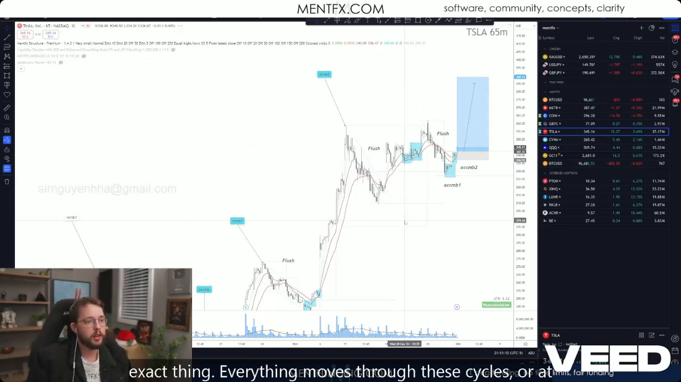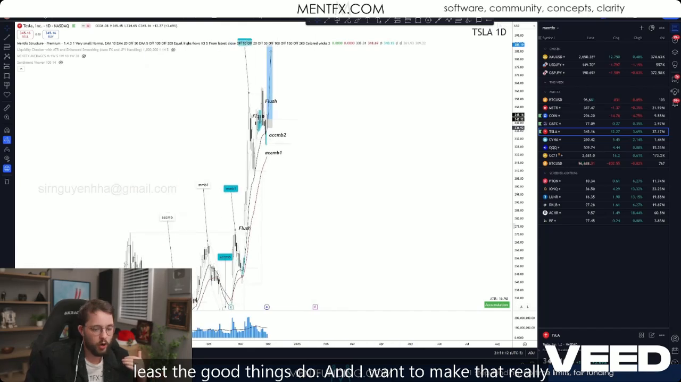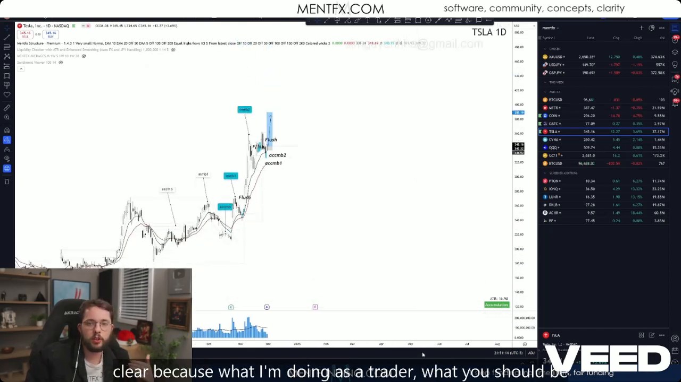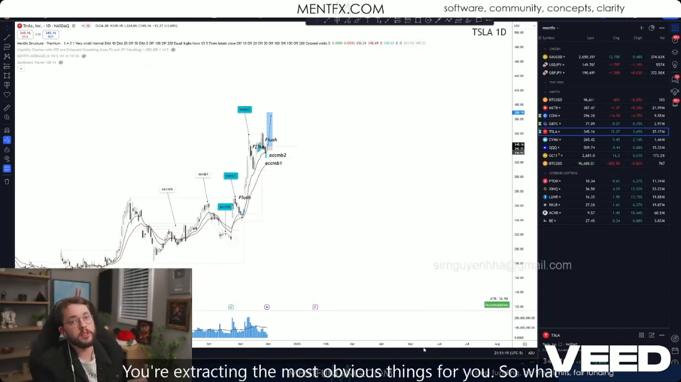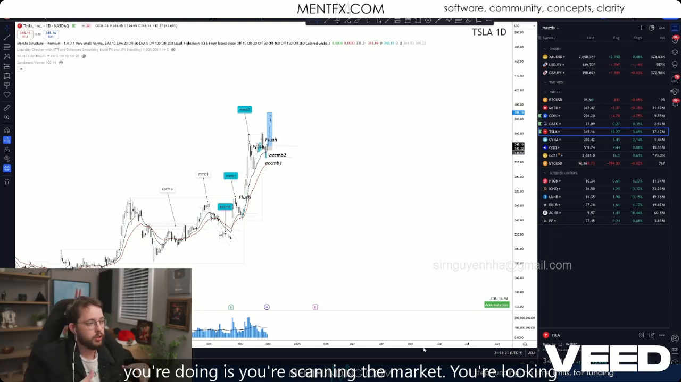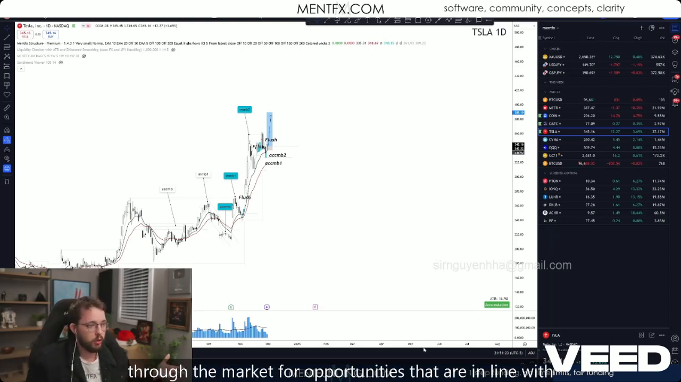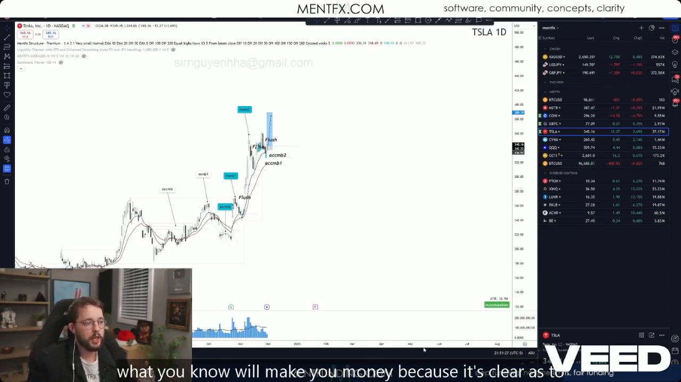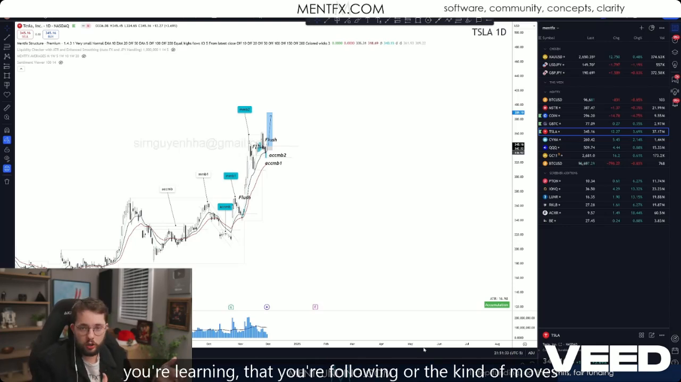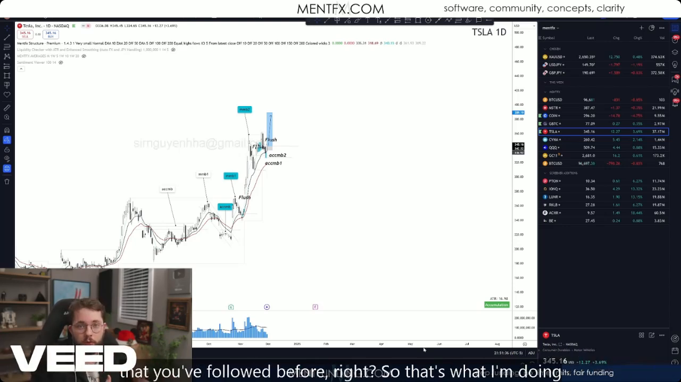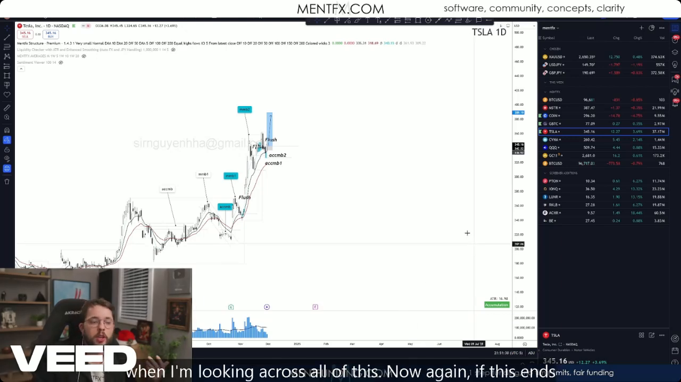Everything moves through these cycles, or at least the good things do. I want to make that really clear, because what I'm doing as a trader, what you should be doing as a trader, is extracting EV out of the clearest things for you. So you're scanning the market for opportunities that are in line with what you know will make you money, because it's clear as to what you've tested, and it's clear as to the cycle that you're following, or the kind of moves that you followed before. That's what I'm doing when I'm looking across all of this.